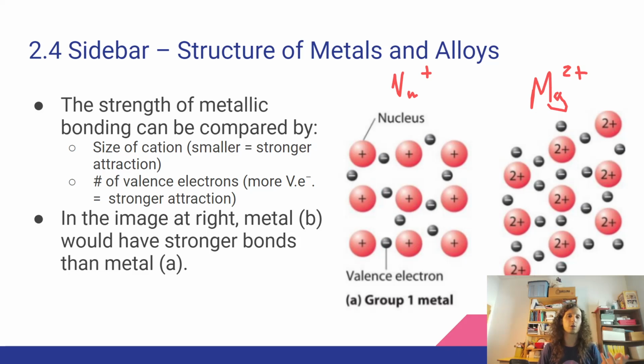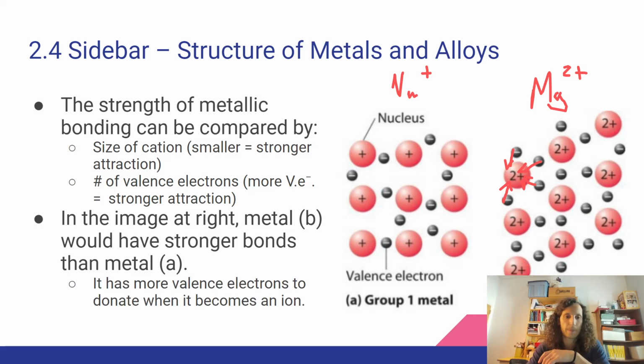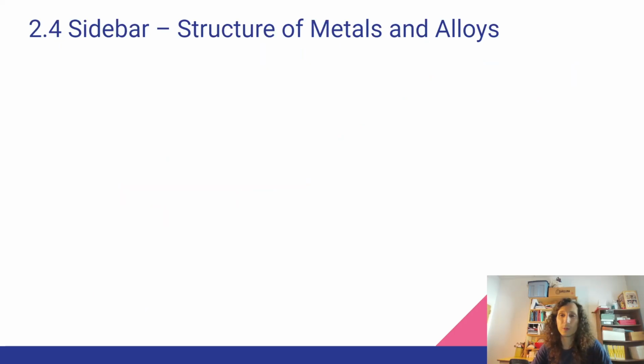But also, when we have just a greater number of valence electrons present, you're going to have a stronger attraction because there's more electrons moving around to exhibit some sort of positive, negative interaction, right? A Coulombic attraction with those positively charged nucleus sort of cores, right? So metal B is going to have a stronger metallic bond than metal A because of that. Again, magnesium, when it becomes an ion, donates 2 valence electrons, whereas sodium, when it becomes an ion, only donates 1.